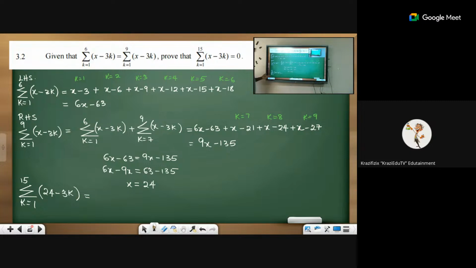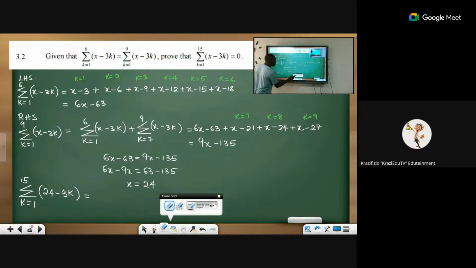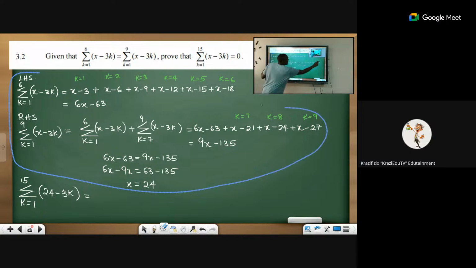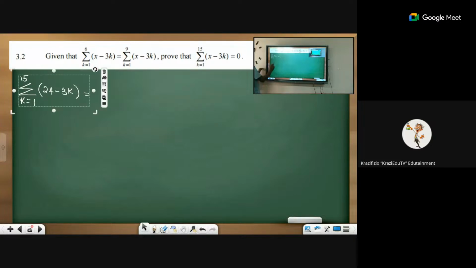All right, since we now know that our x is 24, once you understand this, there's a short way to do it, but I don't want to start doing shortcuts right now. I want you to understand the whole thing. So let's find this expression. What will this be? What are we saying? We're replacing k with 1.